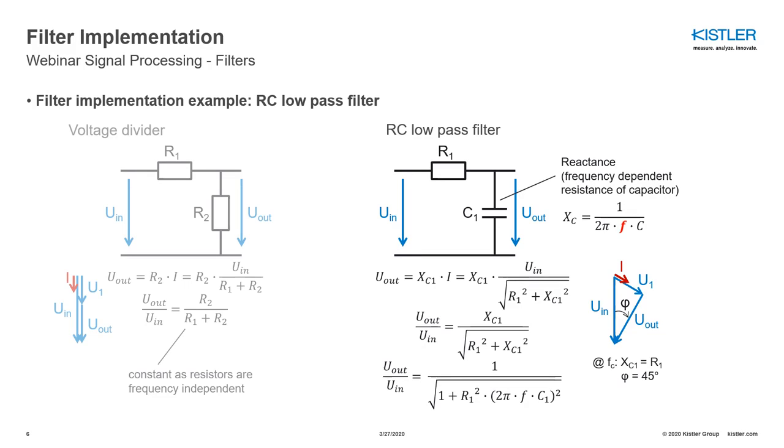So now when I'm changing the frequency of my input signal, the amplitude of the output signal is changing as well. And in this case, since the reactance is decreasing when I'm increasing the frequency, the output voltage is decreasing as well, and this equals a low pass characteristic.